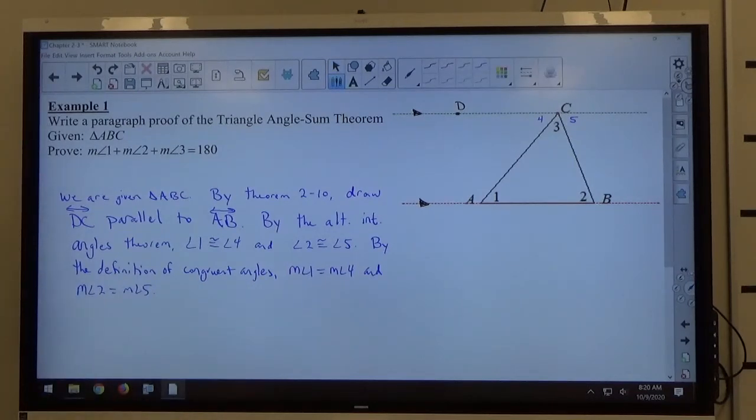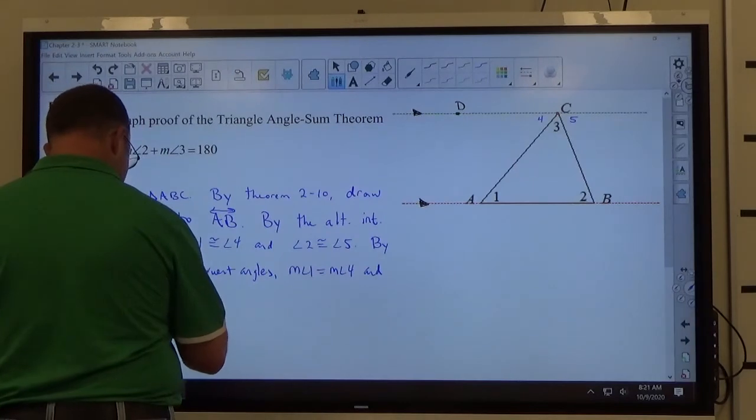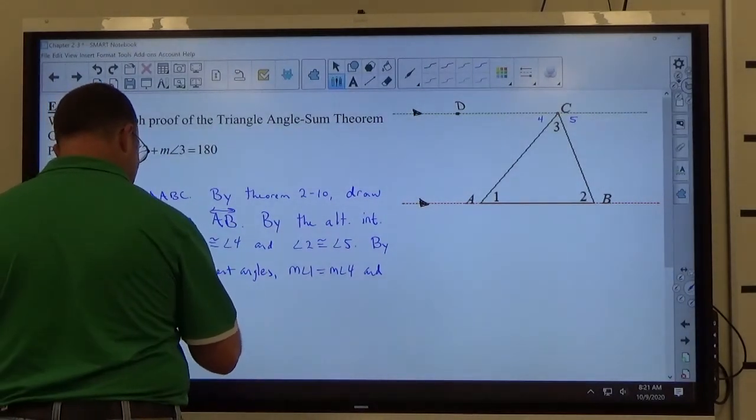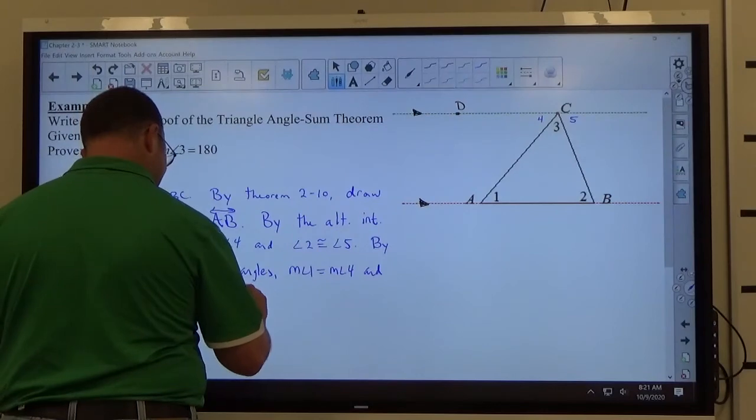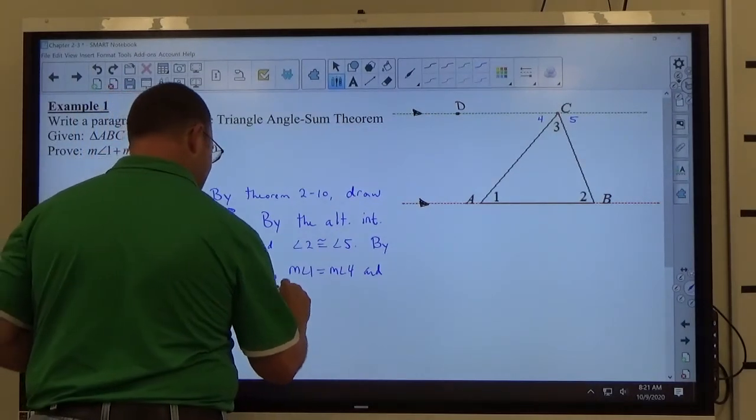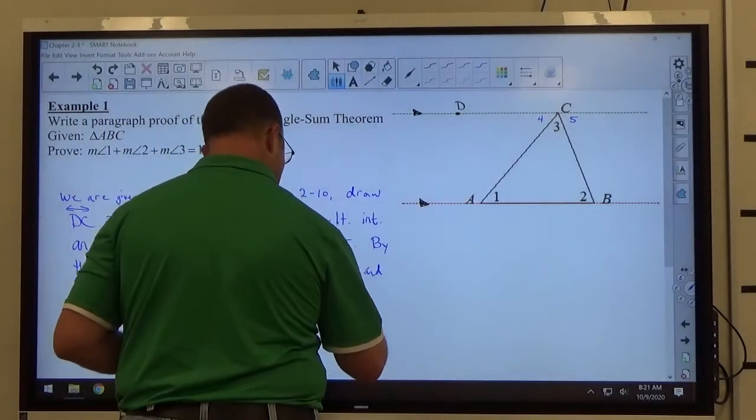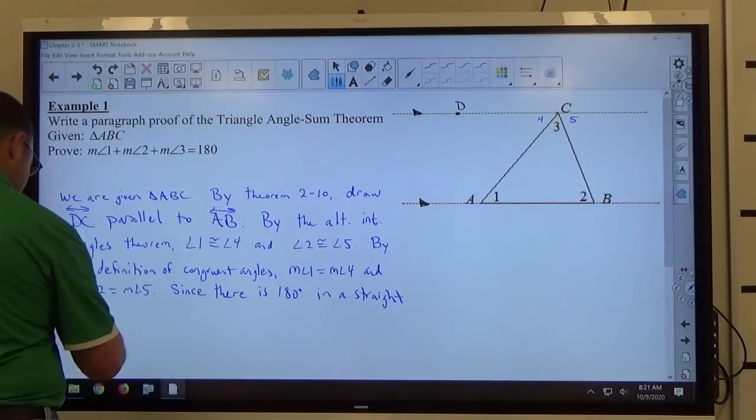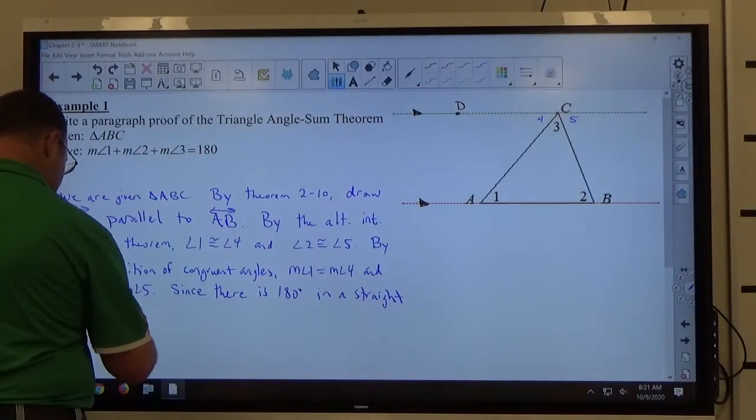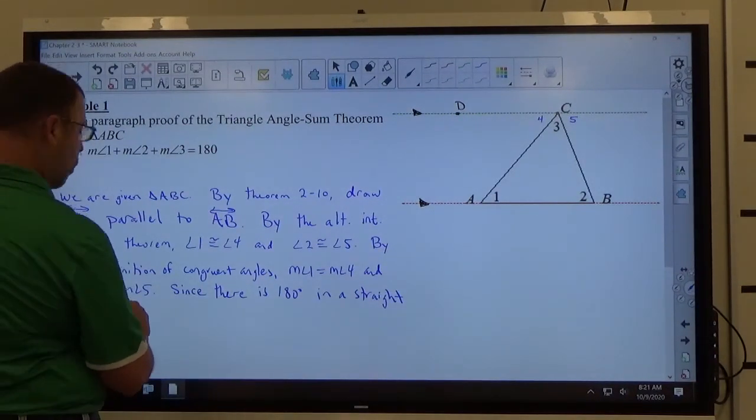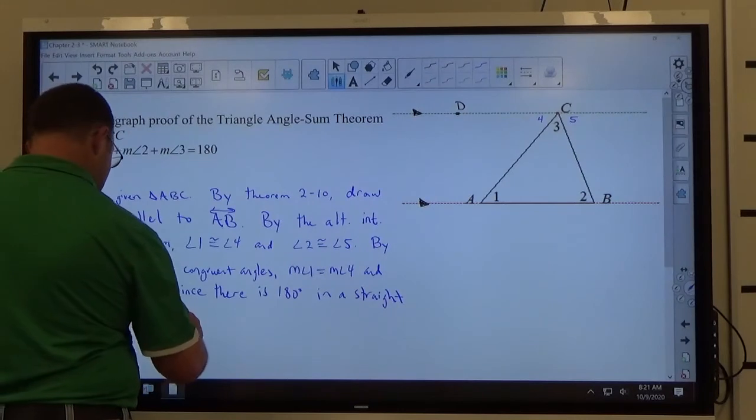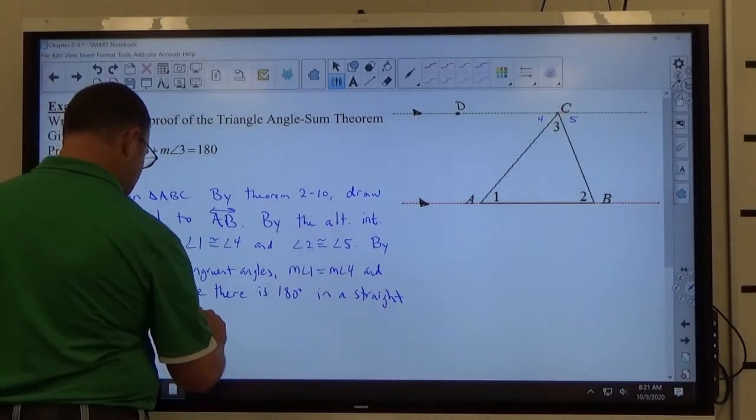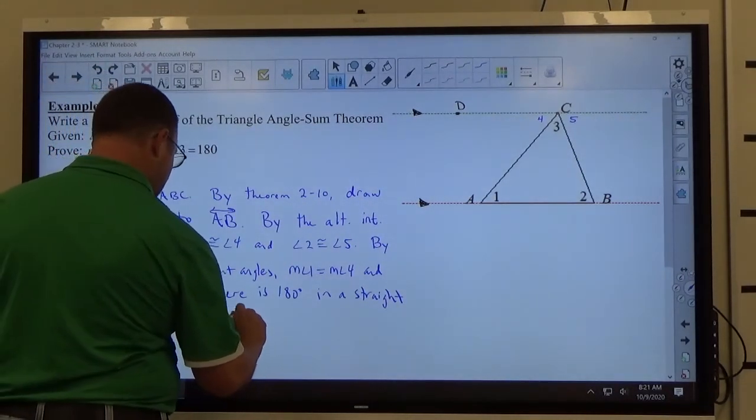Continuing on, I'm going to use the straight line fact. DC is a straight line, and angles 4, 3, and 5 make the straight line. Since there is 180 degrees in a straight line, measure of angle 4 plus measure of angle 3 plus measure of angle 5 equals 180.